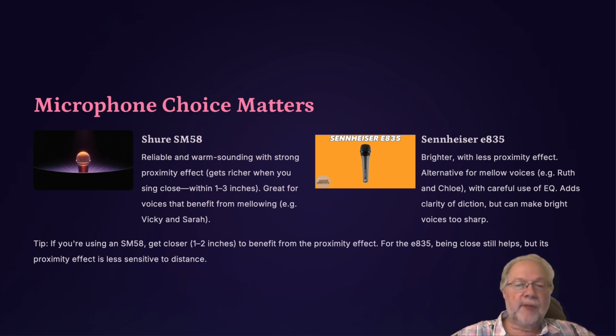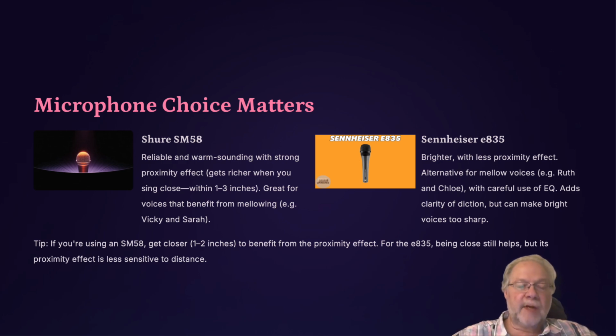The Shure SM58 would be considered the de facto industry standard at a moderate cost. They're reliable, generally warm sounding. They do have a strong proximity effect, so-called, which means that the voice signal sent up to the desk gets richer when you sing closer, particularly within 1 to 3 inches, for example. That's great for voices which will benefit from the mellowing effect that has. And Vicky and Sarah at WEC, their voices would be good examples for the use of an SM58.